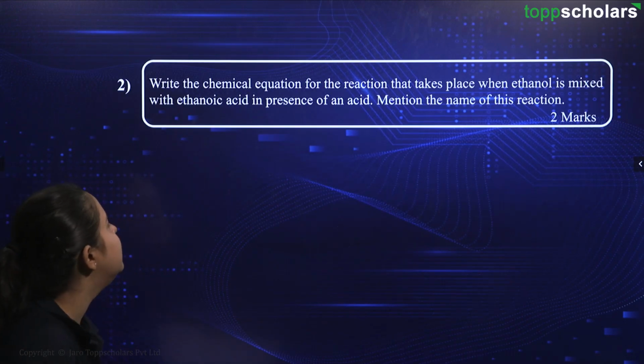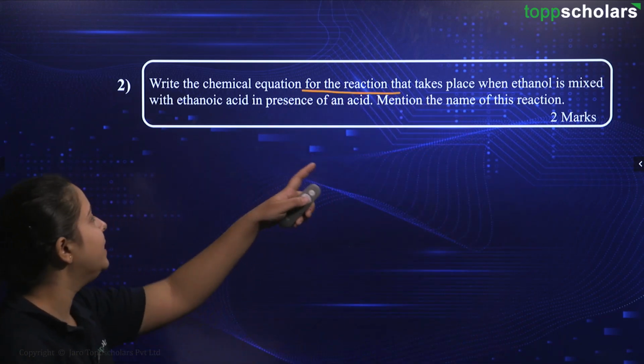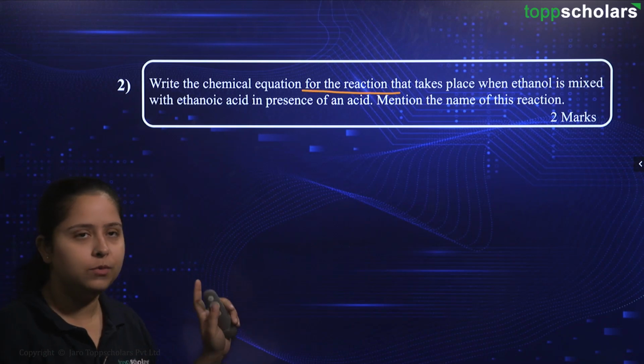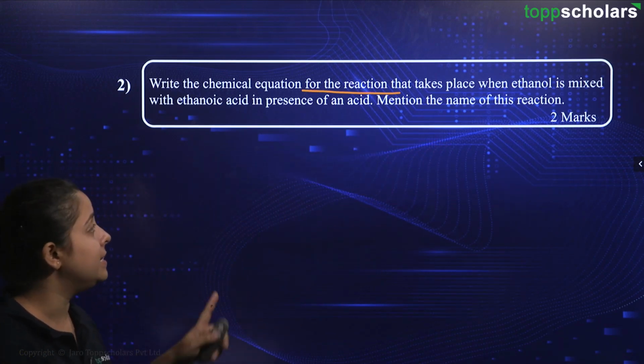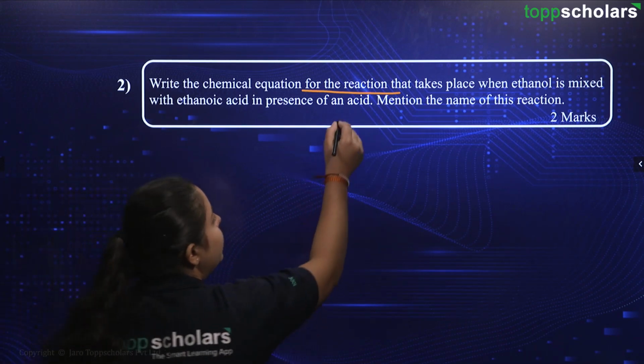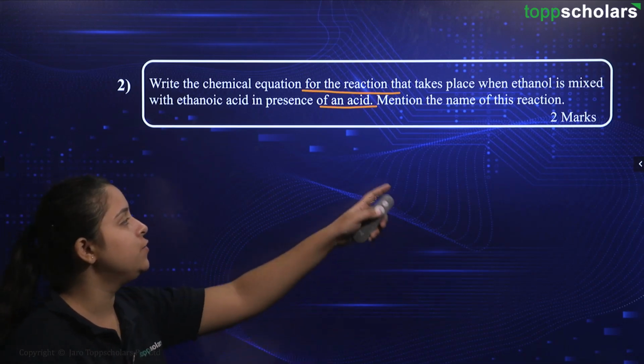Alright. Here is the question. It says to write the chemical equation for the reaction that takes place when ethanol is mixed with ethanoic acid. So the reactants are provided to you, that is ethanol and ethanoic acid, and this reaction is done in presence of an acid. Mention the name of this reaction. This is the question that is being asked for 2 marks.